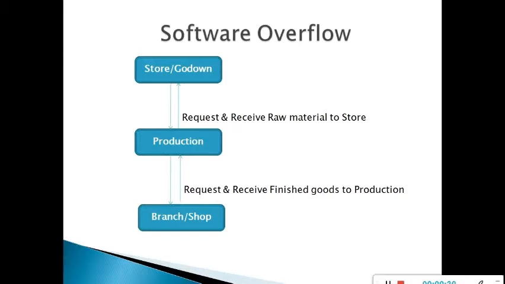The production center, whenever they require, will request and receive the stock of the raw materials, and they will process the products and keep them as finished products in the production center. All the finished products will be requested and received by the branch or shop.